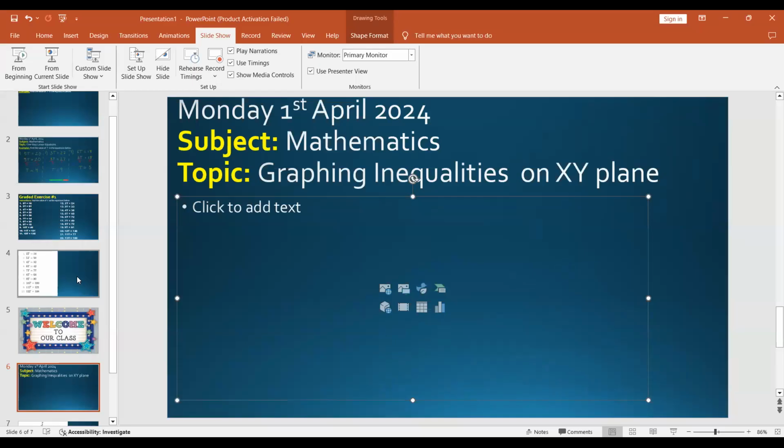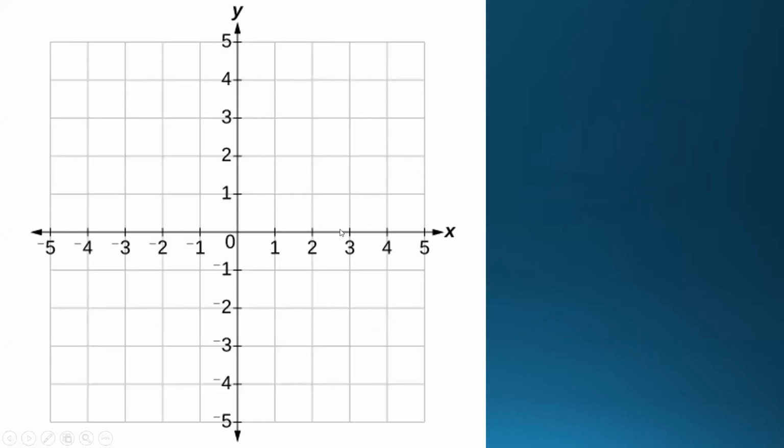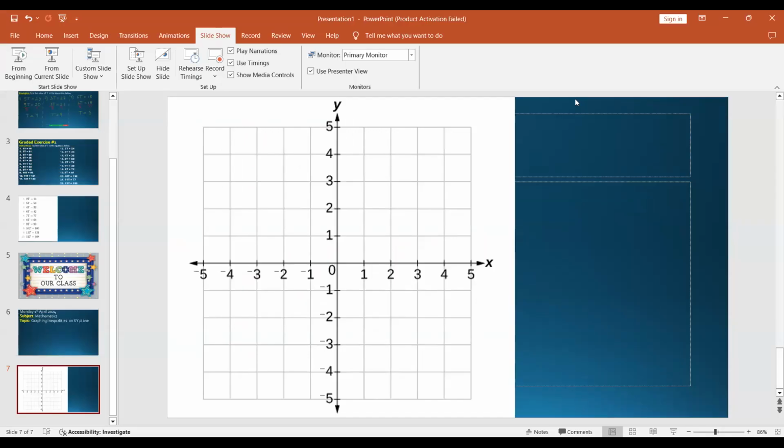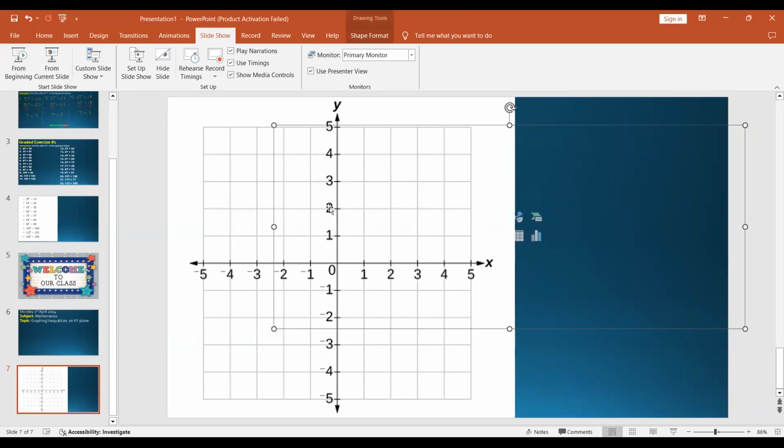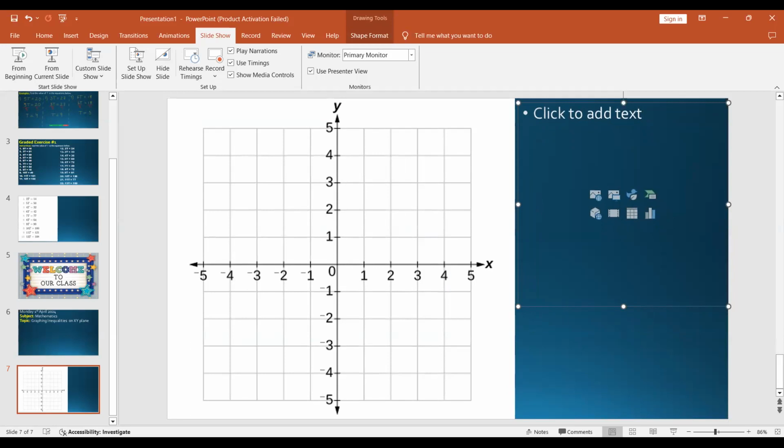All right, let's go ahead and begin to draw this grid. We have the x-axis. Does the x-axis go left to right or up and down? Left and right. Very good. And the y-axis goes up and down, right? That's going to be our xy plane. Make sure to draw the xy plane, please. Draw this graph. It's going to be our first example.